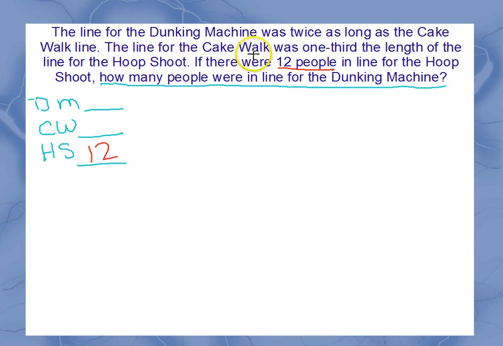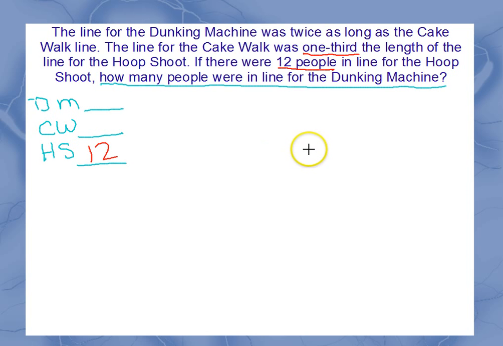Now, again, working backwards, go to the previous sentence. The line for the cakewalk was 1/3 the length of the line for the hoop chute. I'm going to underline 1/3 because that's a key phrase in our word problem, and I want you guys to be doing that in your word problems as well. Make sure you are picking out what those key phrases are. We've been doing that in class, but when you're working, make sure you do that on your own. Circle, underline, highlight if you have a highlighter. I know some of you like to use highlighters. These are the things that you would be highlighting.